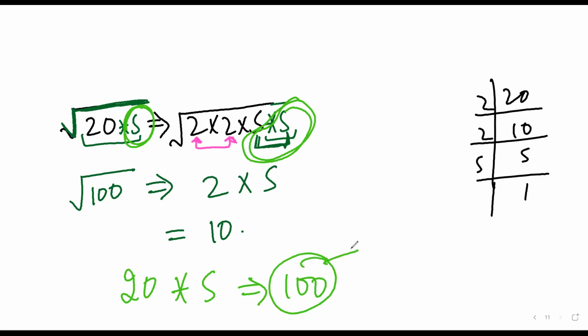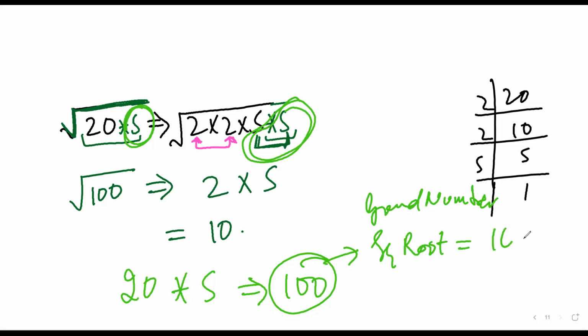And 100 is a good number. Why? Because its square root is 10. Because the square root of 100 is 10. Mr. Sarthak, are you able to get it or not? Yes, sir. Mr. Arman? I understood, sir.